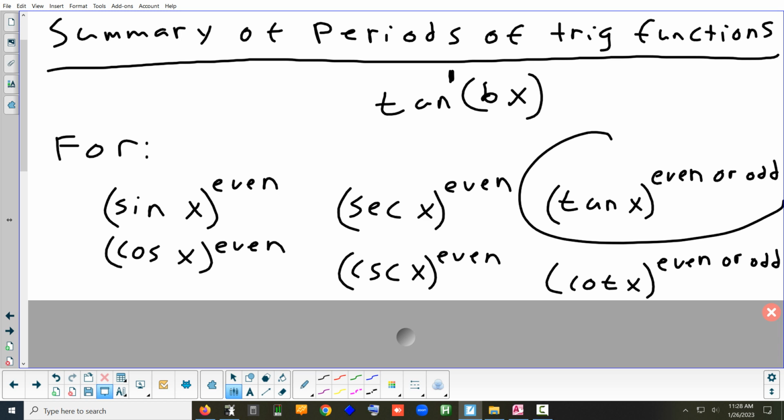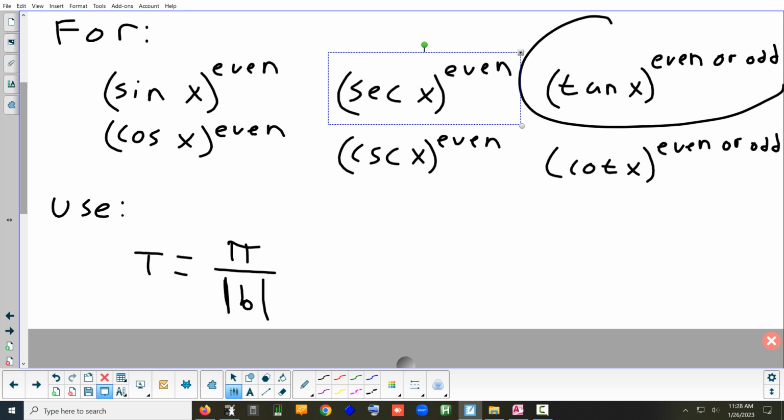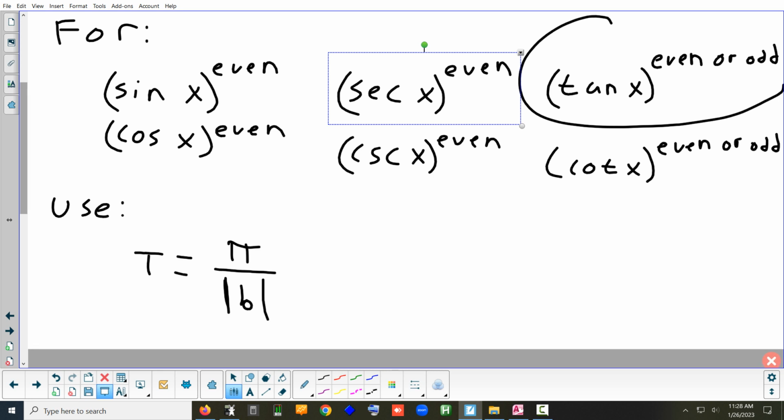Well, if I'm saying that that's the formula for tangent to an odd power, or an even power, or any of these, then all of these are going to use the formula pi over b. I don't think b is ever going to be a negative, but remember, period is the length of the cycle. You shouldn't have a negative cycle length. So that's the formula that you use in any of those cases.